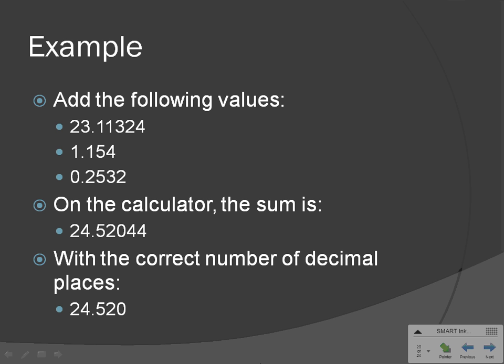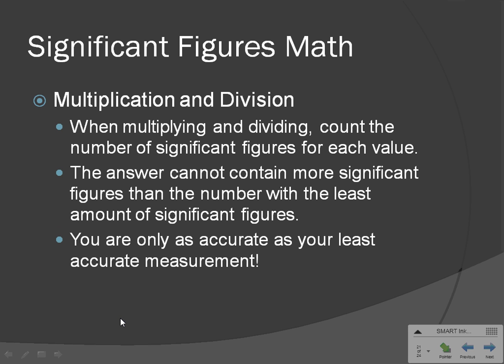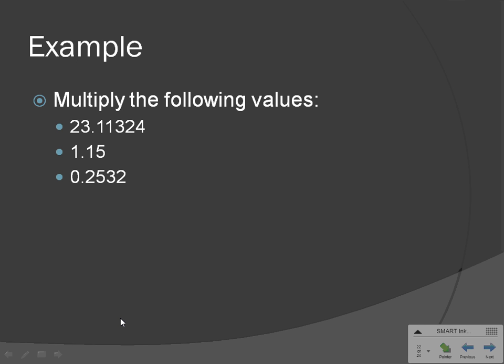Now, if we're doing multiplication and division, we have to count the number of significant figures for each value. The answer cannot contain more significant figures than the number with the least amount of significant figures. Again, we are only as accurate as our least accurate measurement. So if we were multiplying these values, you will notice that our value with the smallest number of significant digits is the middle one. It only has 3. So that means we can only have 3 significant figures.